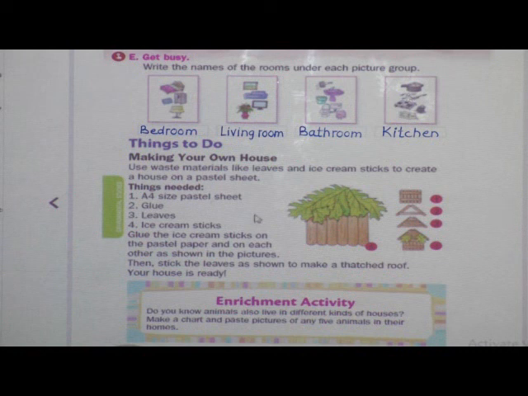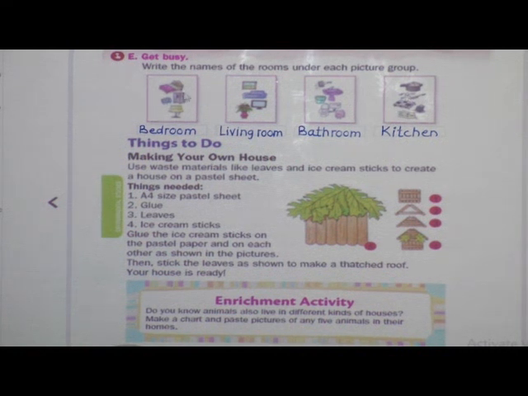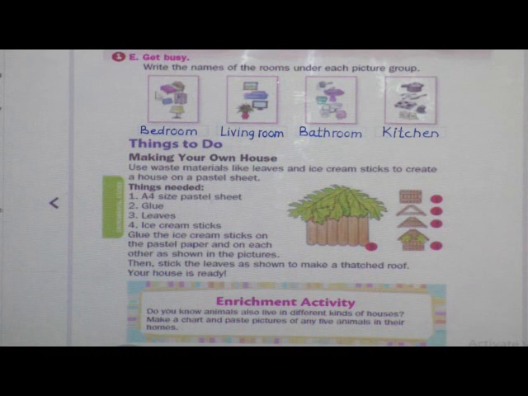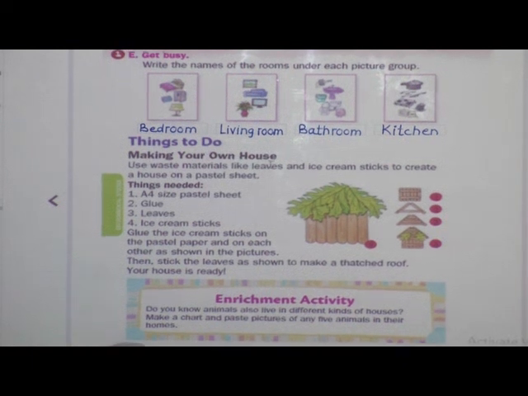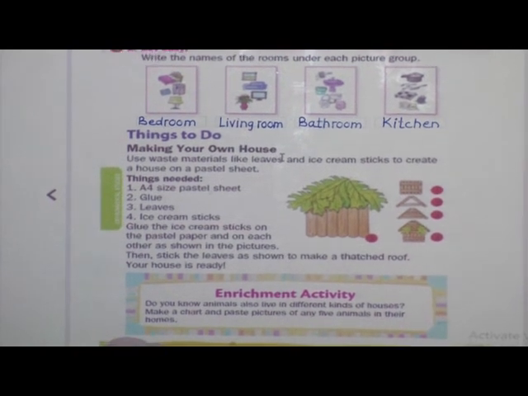Done. Once again I will repeat. See, the things in the first picture we find in bedroom, second living room, third one bathroom, next kitchen. Done. Now downside, see children, some activities are given. You have to do those activities at home. See, making your own house. How to make your own house?